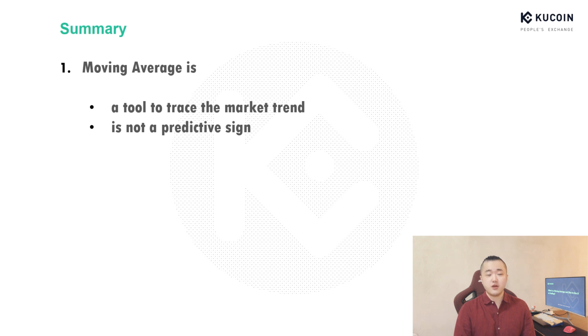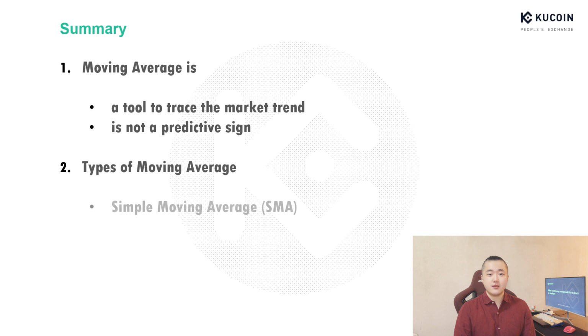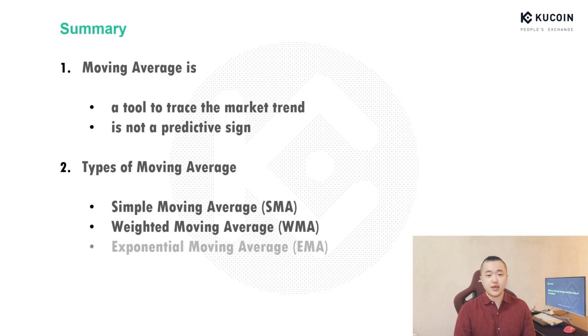In addition, there are 3 types of moving averages. They are SMA, simple moving average, WMA, weighted moving average, and EMA, exponential moving average. All of them are efficient in the crypto market. At last, we have learned to use the MA cross to trade with KuCoin trading interface.